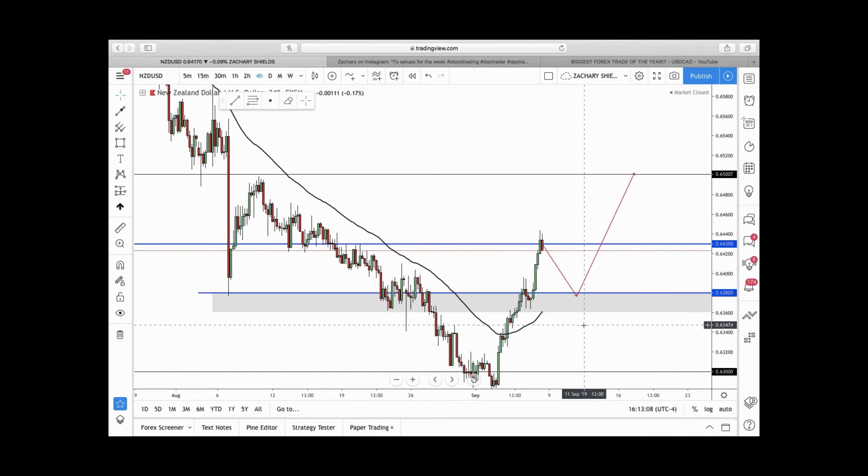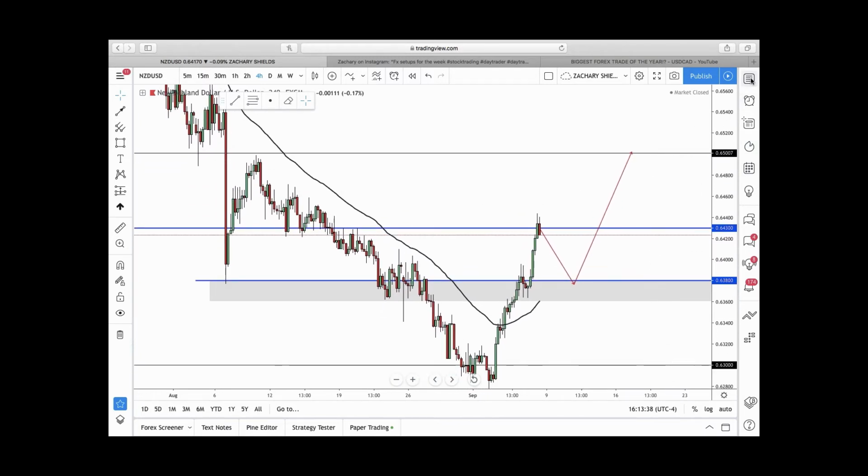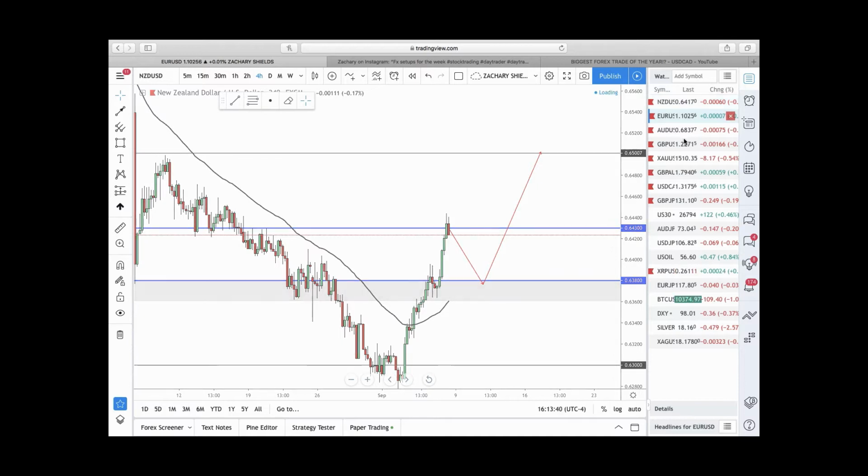Pullback and then long. If the market breaks this area at 638, I won't necessarily be looking for longs. I don't think I want to buy below this level, below 638. So if it does break there before showing me some kind of signal, I'll just sit on my hands at NZD USD and either wait for it to possibly pop back up or let it just slip away and not touch it for the week. So that's my NZD USD potential scenario.